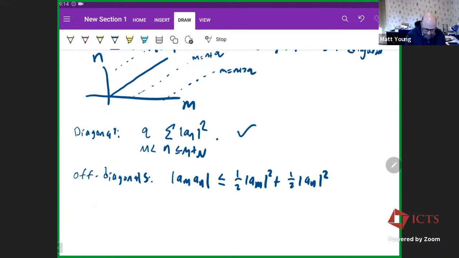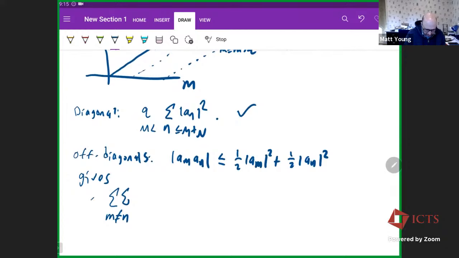Okay. And so then if you use that, then from the off diagonals, we've got m not equal to n. We've got a q out front. They're both in that interval. They're congruent mod q. So they're both, and this is symmetric. So I've got two terms. They both have a factor of a half. And because of the symmetry between m and n, I can take either one.